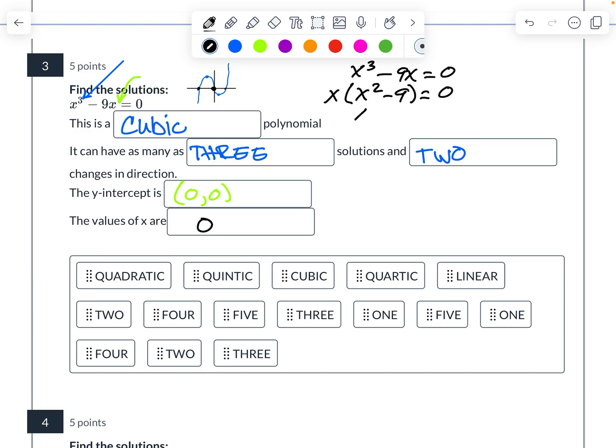Then I would have x squared minus 9 equals 0. I'd also have x equals 0. But that's the answer we already have. Okay? So then if I continue to solve this other problem, x squared would equal 9, which means x would equal a positive and a negative 3. So we would say plus or minus 3. So that would be one way to do it.